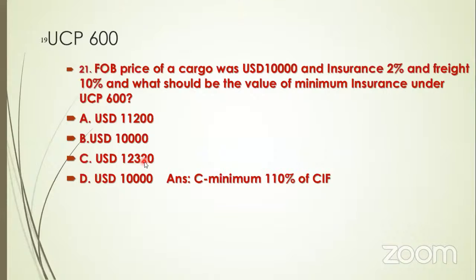Yes, sir, one doubt. Yes, madam. 10,000 plus 200, again 1,000. You note down. 10,000 is the basic FOB value, plus 2%, $200. Another 10%, $1,000. You'll get 11,200. Are you getting or not? Again, plus 10% you add. So now this is the CIF value.